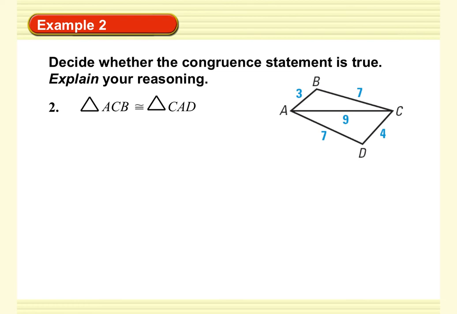Explain your reasoning, Jonathan. They're not. Why not? Because AB doesn't equal BC. Good. Not congruent.